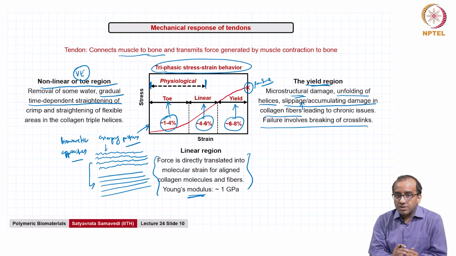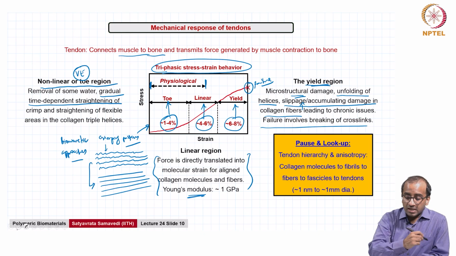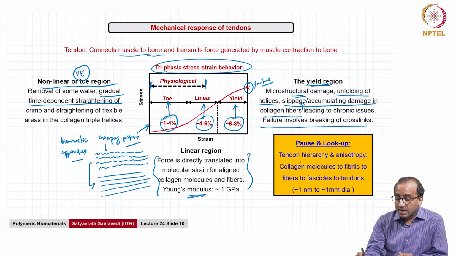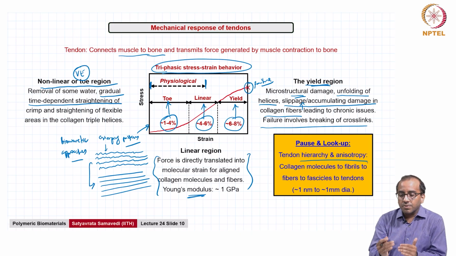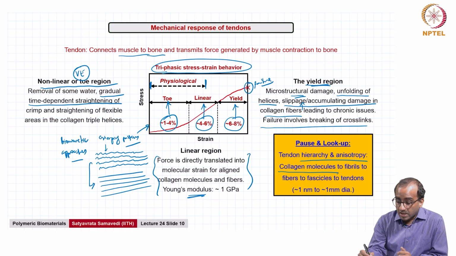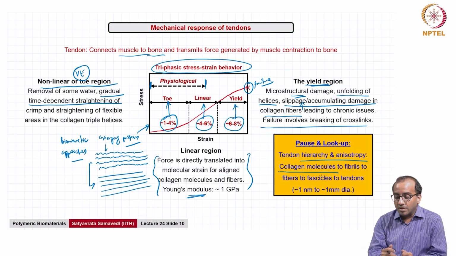And a large part of this can be understood from understanding the hierarchical organization and anisotropy in tendon, right. So this is something that you can pause and look up very quickly. Tendon is hierarchically organized, as with many other tissues in the body such as bone and ligament. Tendon too is hierarchically organized, which means you're going to have multiple length scales that build up, right. You can have collagen molecules that assemble to fibrils, that assemble to fibers, that assemble to fascicles, and eventually to tendon. So you have many different levels at which you can talk about structure build-up, and the length scales over which this occurs is actually mind-boggling.